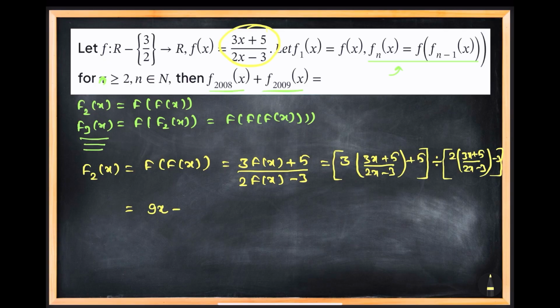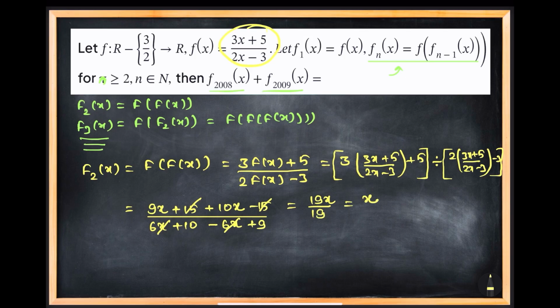So let's do the simplification on the numerator. It is 9x plus 15 plus 10x minus 15. Okay, so from the numerator we got this. Now from the denominator we will be getting 6x plus 10 minus 6x and then plus 9. Let's do the simplification. So 15 and 15 gone, 6x and 6x gone. So we are left with 19x by 19. So we got f2(x) as x.